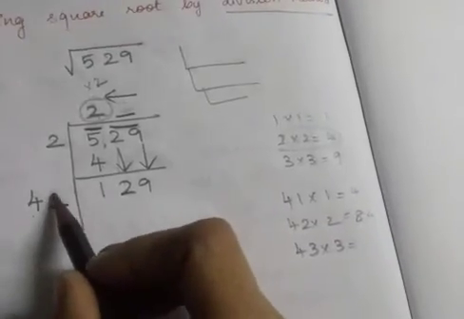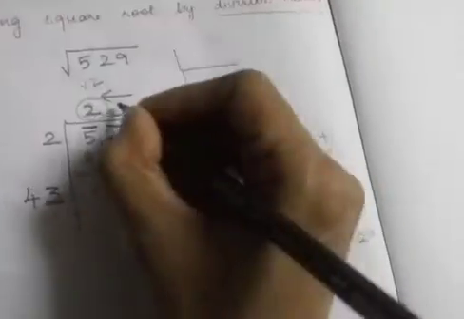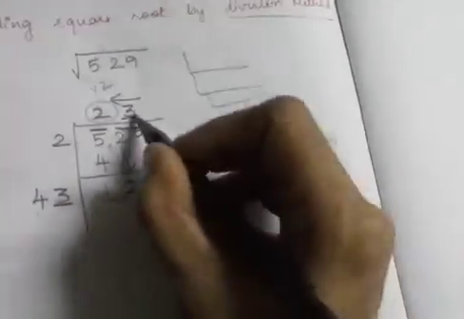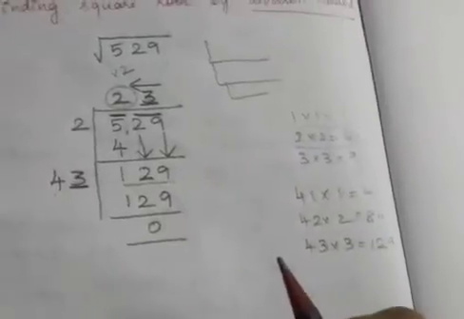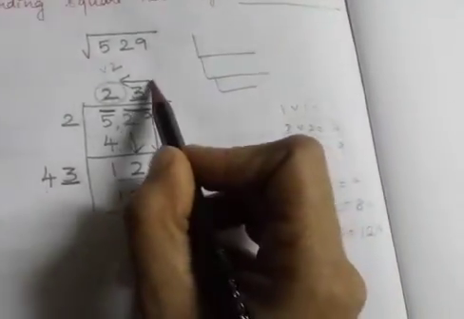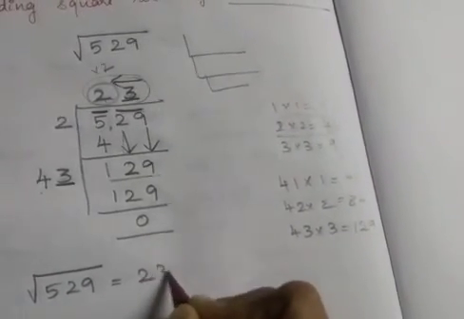Because if I am putting 3 here, here also it should be 3. 43 into 3 is what? 129. Did we get this 129? Yes. So 43, here also 3. 43 into 3, 129. So the remainder is 0. We got the remainder 0 now, right? So what is the quotient you are getting? 23. So the square root of 529 is nothing but 23.